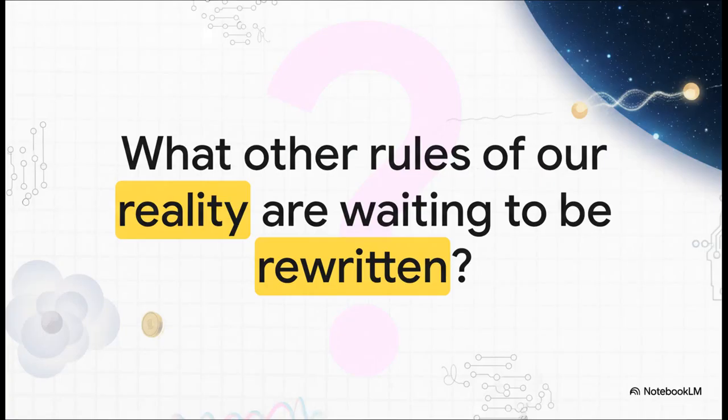And that leaves us with one last really provocative thought. For centuries, we thought we had a pretty good handle on the rules of reality. But quantum mechanics has shown us there's this deeper, stranger, more fundamental layer underneath it all. So, if a particle can be in multiple places at once, and 2 particles can be linked instantly across galaxies, it really makes you wonder, doesn't it? What other fundamental rules of our reality are just waiting to be rewritten?